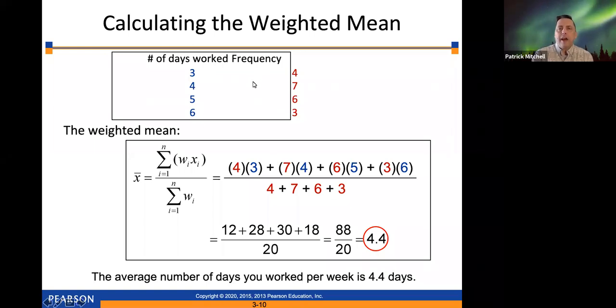All right, so here's how you would calculate that weighted mean. You do 4 times 3 plus 7 times 4 plus 6 times 5 plus 3 times 6, and then divide by the sum of the weights, which is 4 plus 7 plus 6 plus 3. So doing that calculation, you get 12 plus 28 plus 30 plus 18, which is 88, divided by 20. And so 88 divided by 20 comes out to 4.4. So the average number of days you worked per week is 4.4 days.